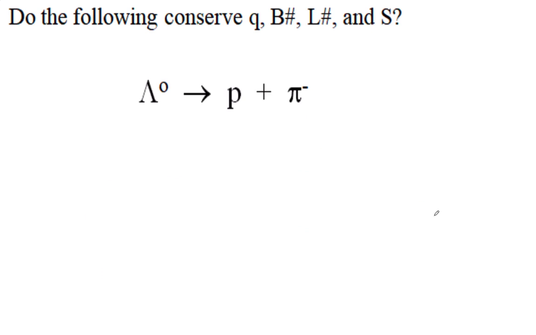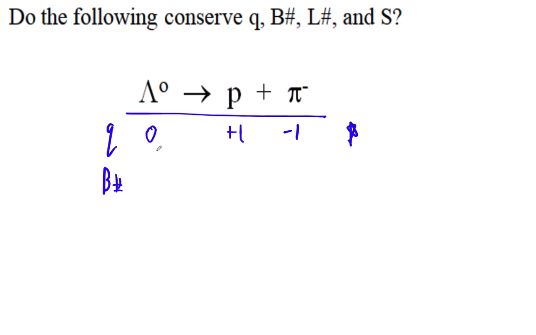All right. And then let's look at this guy, the charge. The charge is 0. Proton is +1, pi minus is -1, right? So charge is good. Baryon number. Let's look at the baryon number. Okay. And the lambda is, in fact, a baryon. It's a +1. Proton is +1. A pion is 0. So we're good for baryon number. Okay? Then let's look at lepton. Well, none of these are leptons, right? All right, so we're good for lepton.